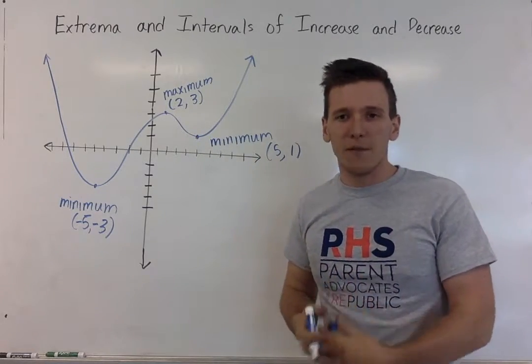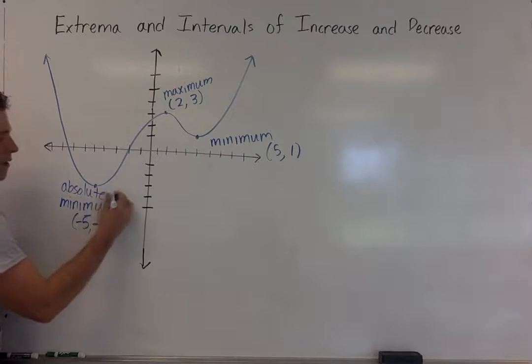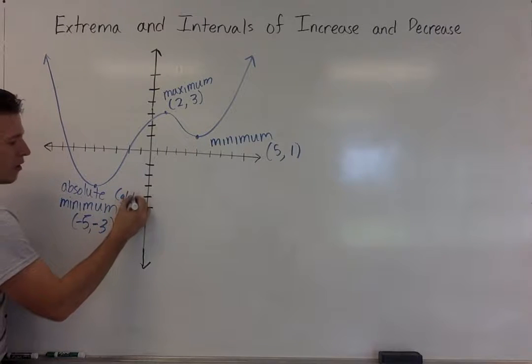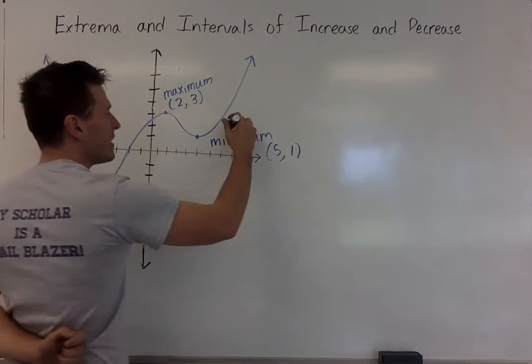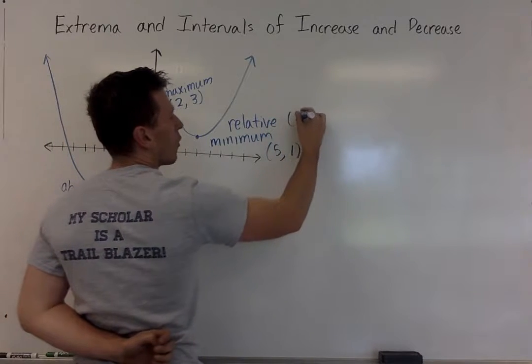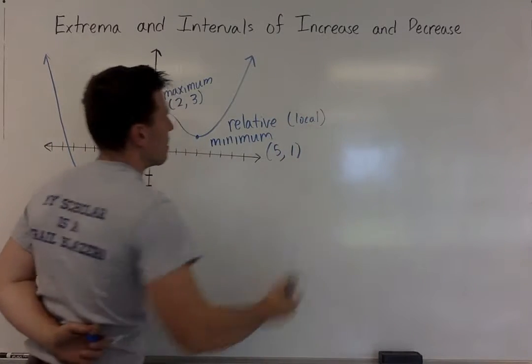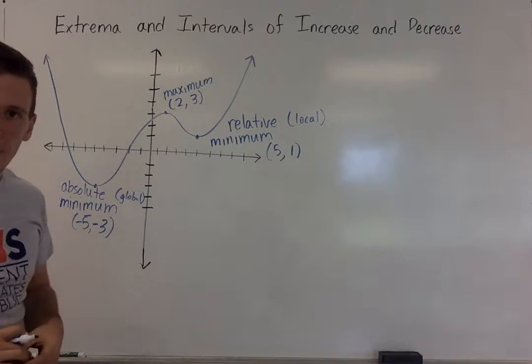So the words that I'm going to give you are, this is our absolute or global minimum, and it means the very lowest point that exists for the entire function. And this is just a relative or a local minimum. It's not the lowest point, but it is a low point on the graph.